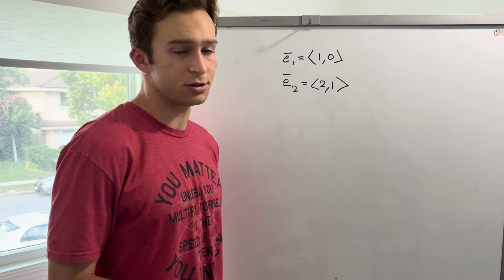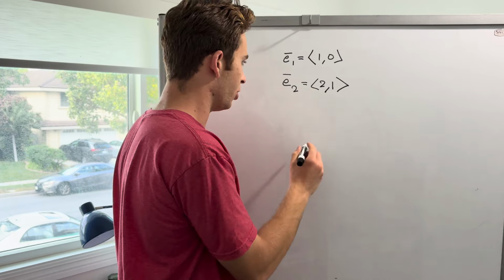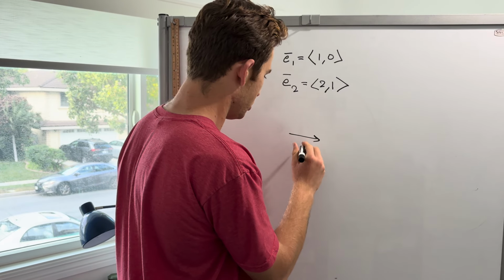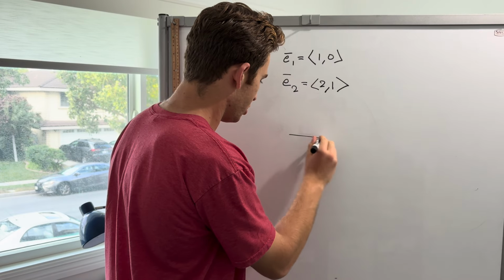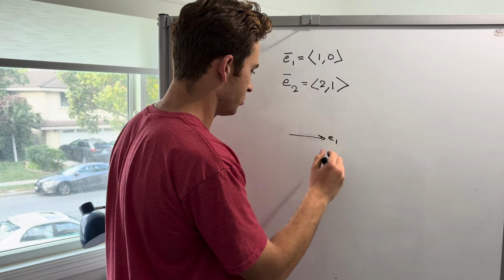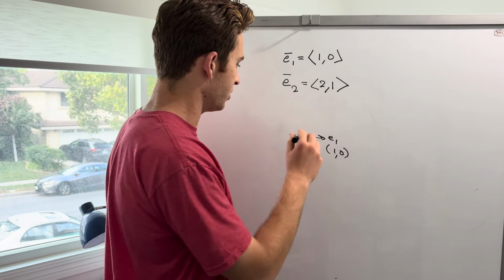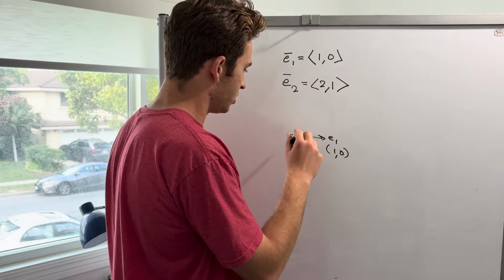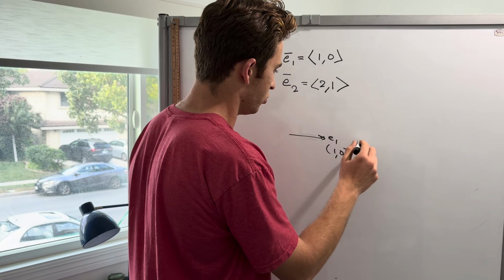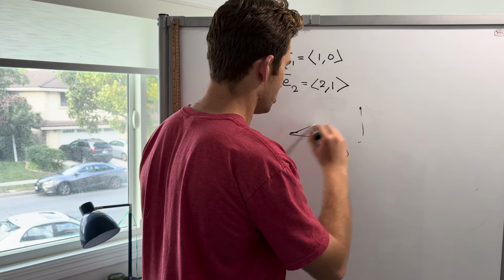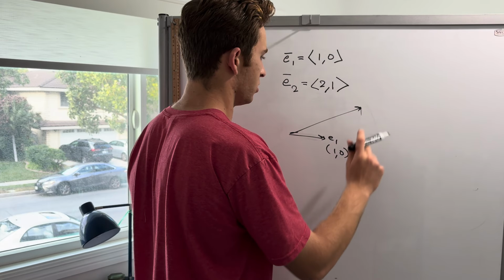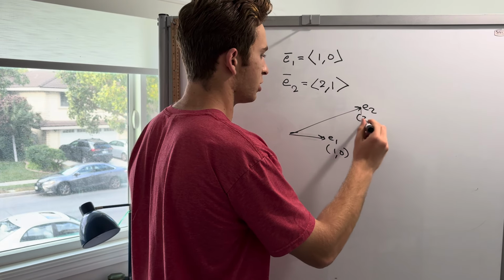What do these basis vectors look like if you draw them out? Well, E1 is still the same, 1, 0. But E2 is different now. It's at 2, 1. This is our second basis vector, E2, and this is at 2, 1.